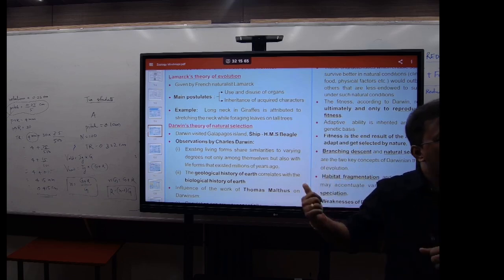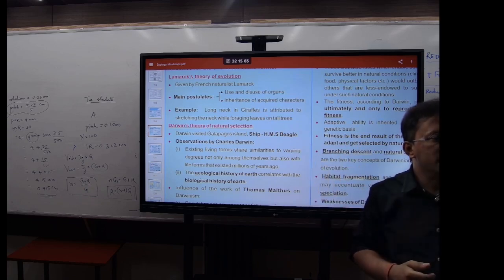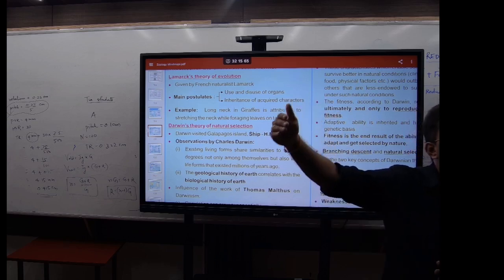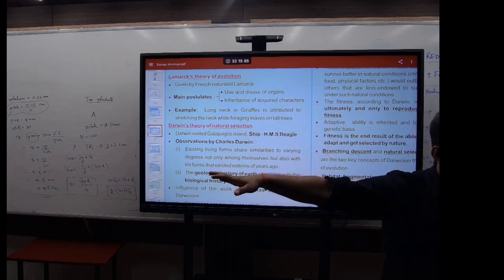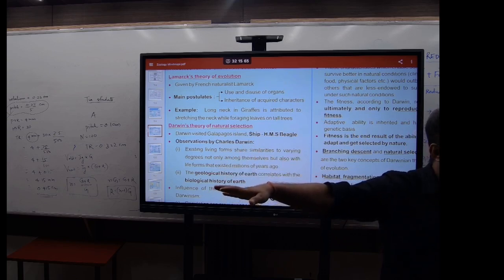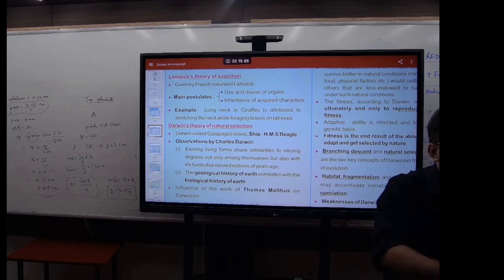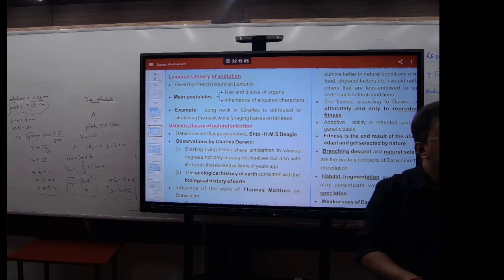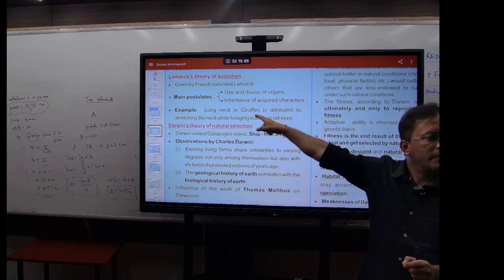So according to Lamarck, what should happen after several generations? There must be one generation without tails, correct? But that did not happen. So if Lamarck was right, there must be a generation without tails, but it didn't happen. So which means this is incorrect.